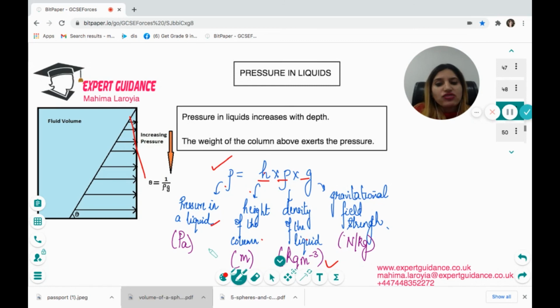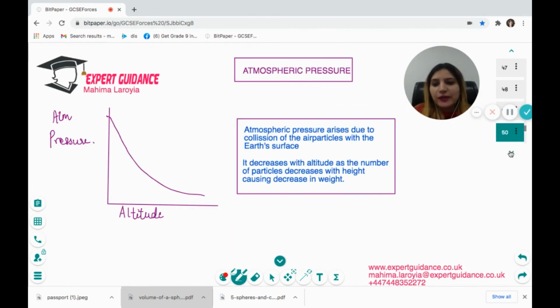Height is in meters, pressure is in pascals, and g again you can use 9.8 meters per second squared or 10, depending on what is given to you. If it's not given, you can use either of these values.